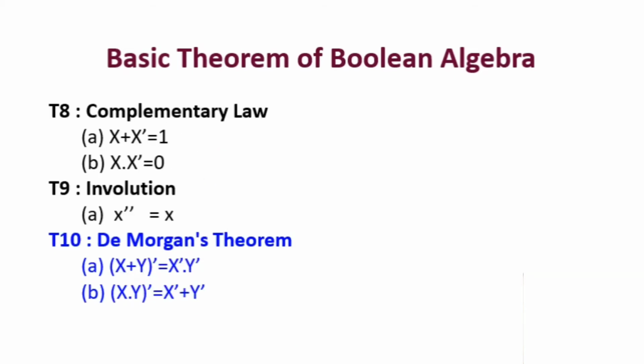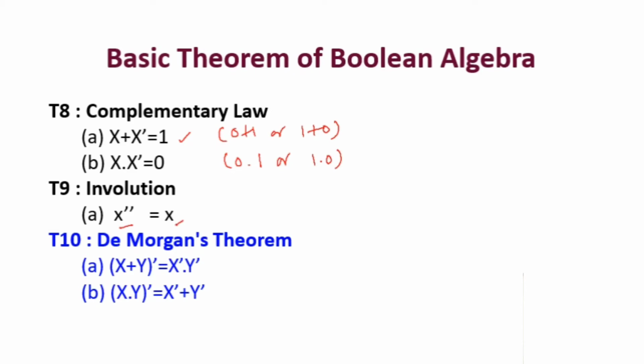So complementary law, this is also something which we have used in the previous slide. X plus X bar is equal to 1, because either 0 plus 1 or 1 plus 0. In both the cases, output will be 1. Similarly for multiplication, X into X bar will be 0, because either 0 into 1 or 1 into 0, both will result in a 0 answer. And now coming to the involution law, it states that if a variable is double complemented, then it remains unaffected. That means X double bar is equal to X.